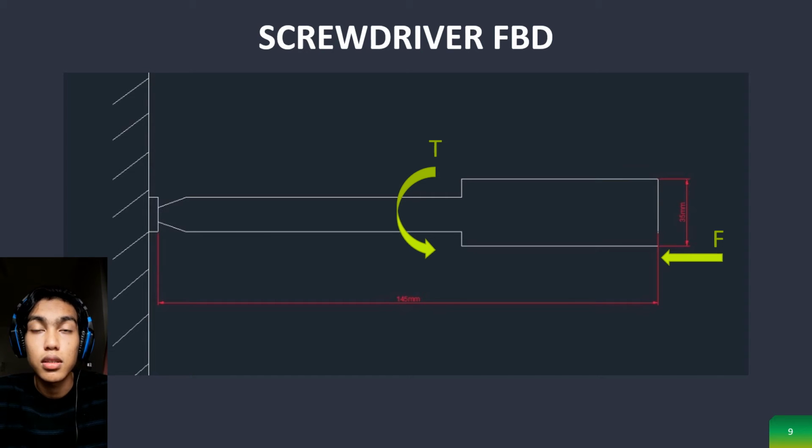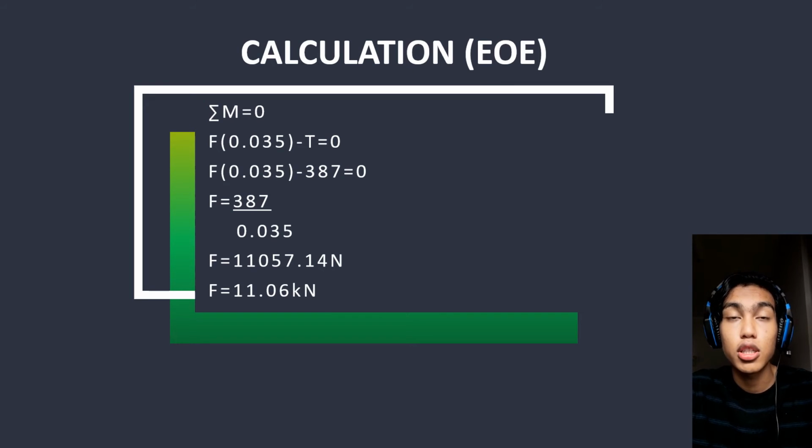This is our free body diagram of a screwdriver. Torsion has been calculated before. Now, by using the equation of equilibrium, we finally can calculate the force that we have in this FBD. From the free body diagram, we can conclude that total moment equals 0. By using this formula, we can find our force. The force that we have achieved is 11.06 kilonewton.